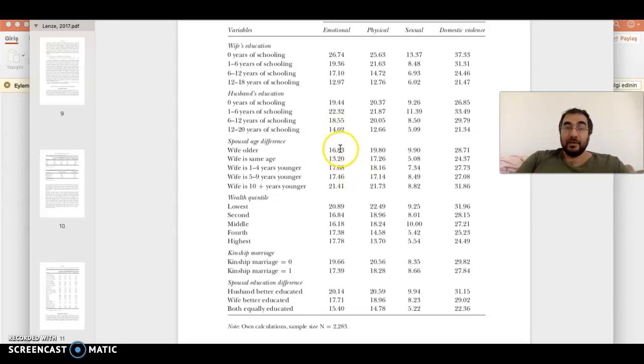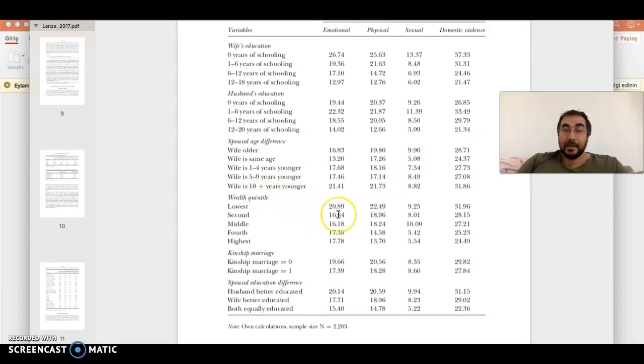If the wife is older, let's see that. Well, when the wife is at the same age, the possibility of violence is lowest. But when the wife is younger, the possibility of emotional violence increases. The possibility of physical violence is highest when the wife is really very young. But if she is not that young, the possibility is lower than the case when the wife is older. The possibility of sexual violence is highest when the wife is older.